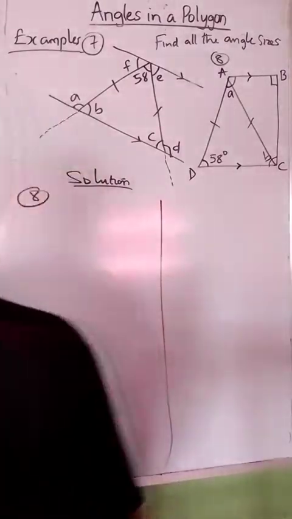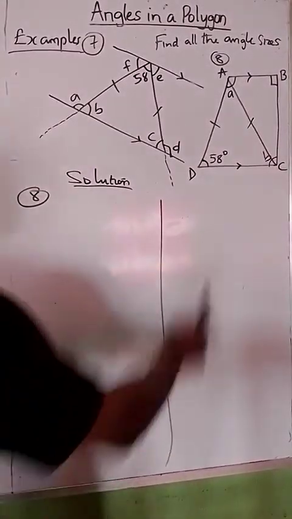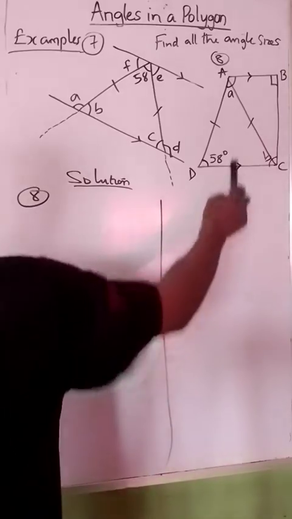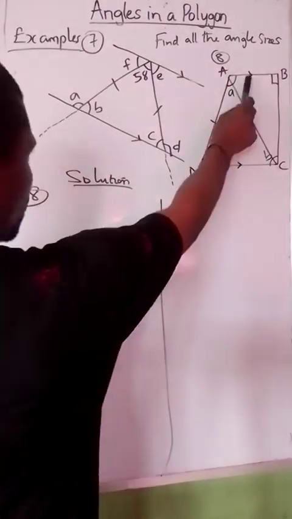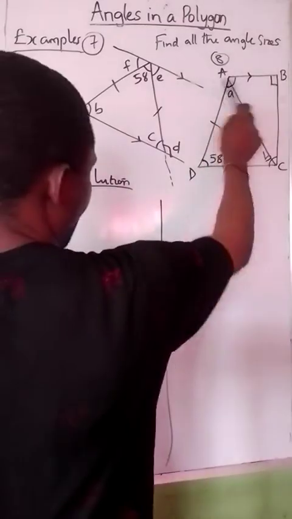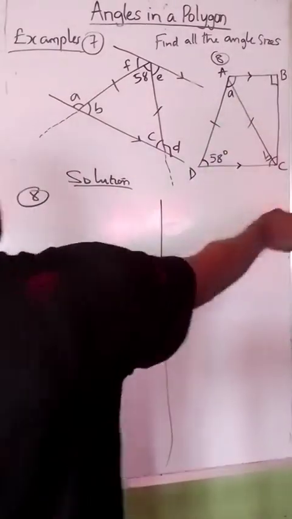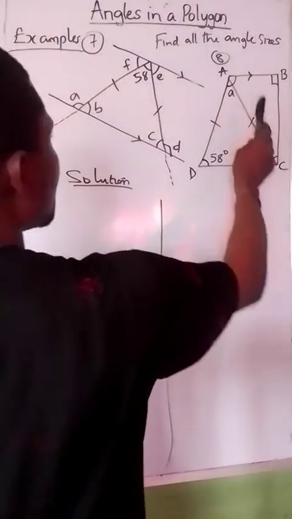So look at the question. You can see two figures there. With this sign you can see that this is an isosceles triangle, and with this arrow you can see that this line is a parallel line. And you can see the right angle triangle there. So now we have to find A and B.